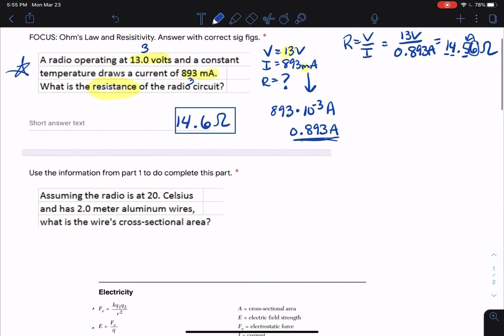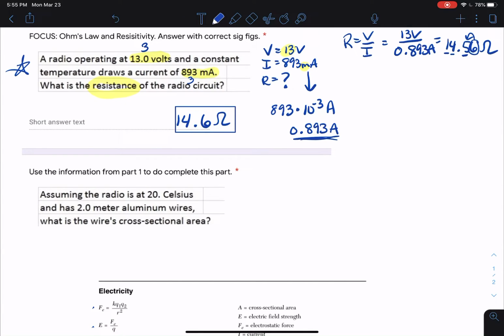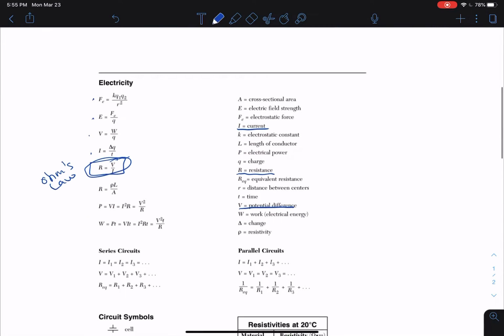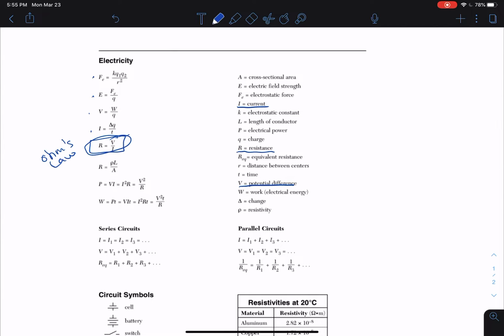Okay. The next part says, assuming the radio is at 20 degrees Celsius and has 2-meter aluminum wires, what is the wire's cross-sectional area? Okay, so in this case, we know a length. It's 2.0 meters. We know that it's aluminum, which is going to become useful for us later, and we want something that has area. So again, we're going to go back to our reference table, and we're going to look for an equation that has length and area, and it's this one right here.